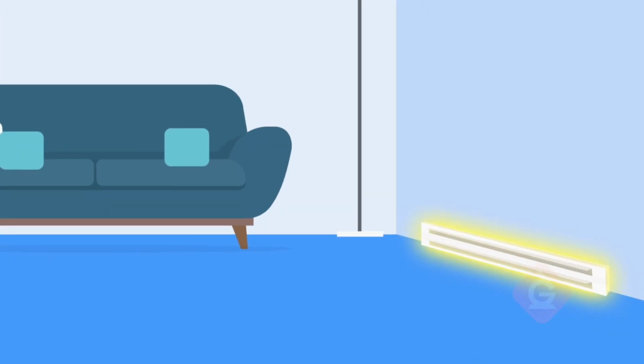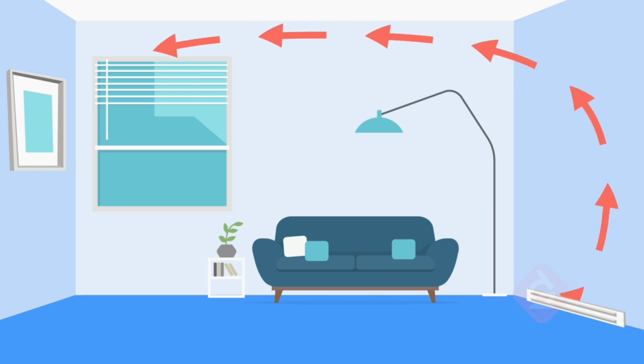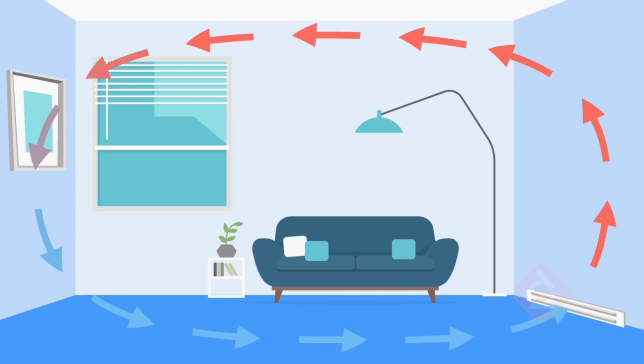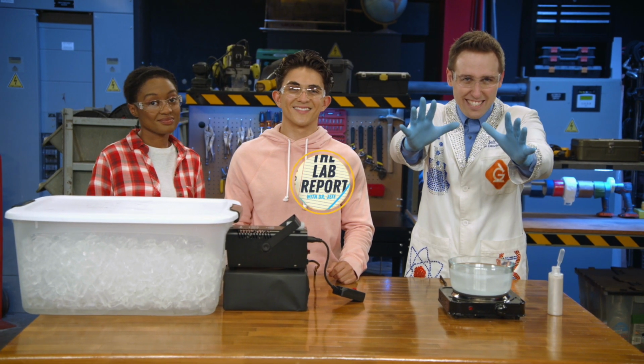This device along the wall heats the air, causing it to rise. Then the air cools and sinks, circulating the air in the room and heating it. Excellent. Now let's talk about radiation.